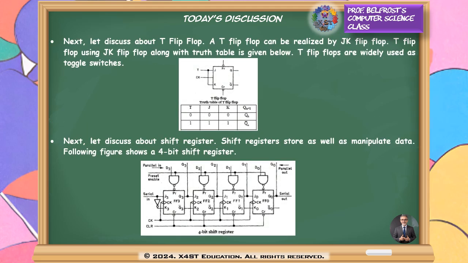And next about T flip-flop. T actually stands for toggle. So the T flip-flop can be developed by using a JK flip-flop as shown in the slide, and it can also be used as a toggle switch as I showed.